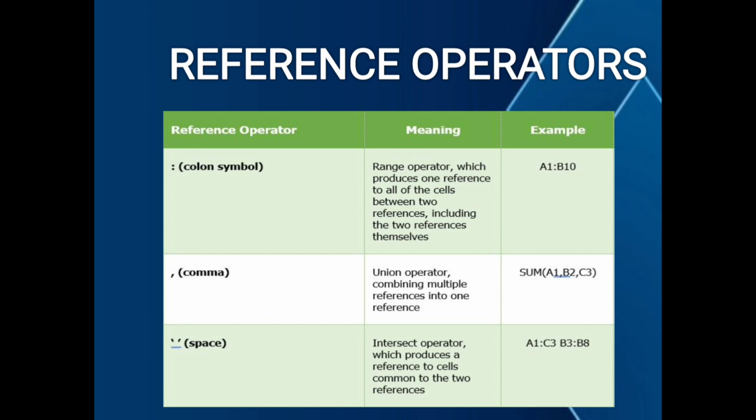Second is space, okay. So the intersection operator includes a range like the intersection of two ranges, D1:E5 B2:E7, okay. And third is comma. The union operator combines multiple references into one reference, like if you want to perform a sum, so SUM(B5:B15,D5:D15).